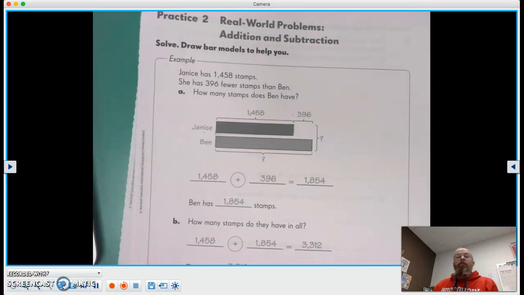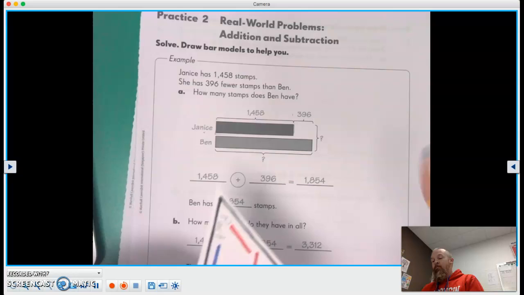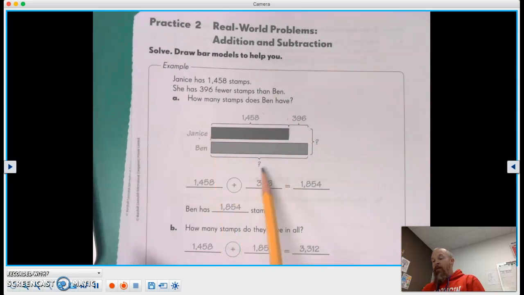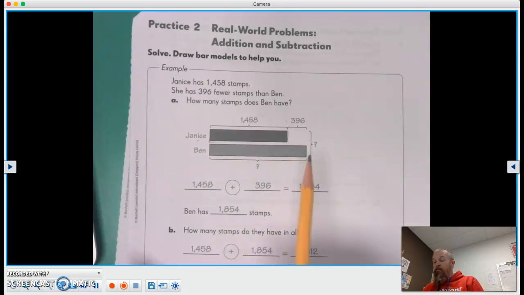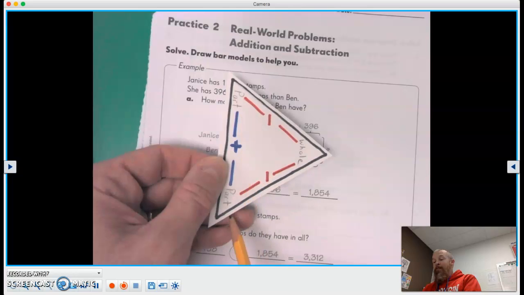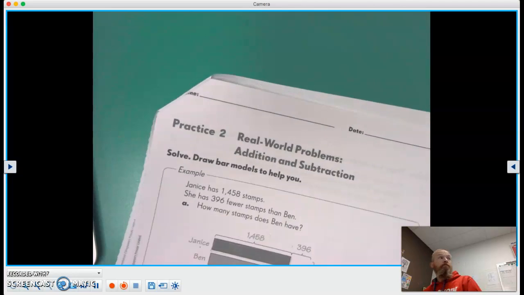Now it's asking us how many stamps do they have in all. So we're going to take our fact triangle and we're going to flip it this way now. We know how many Janice has. We know how many Ben has now because we just answered it. We know both parts again. So if we add them together, we'll get the whole, which is 3,312.